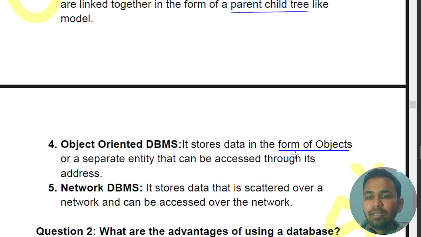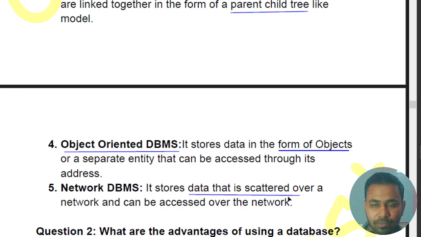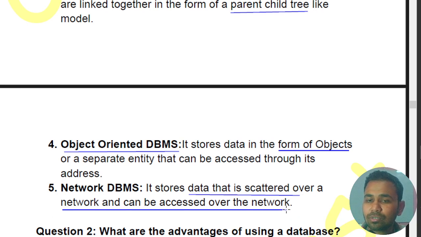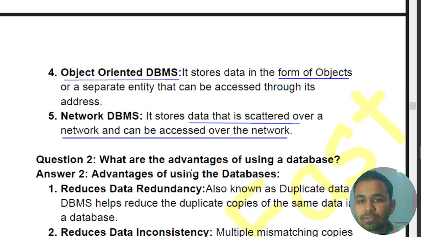Like this only, we make objects of different elements of data or separate entities of data, and then we are going to store those objects in the database. That is going to be known as object oriented database management system. Last is network DBMS. It stores data that is scattered all over the network and can be accessed over the network. So when we have data stored on different computers that are linked across the network, and we are accessing those data by using the network only, then such kind of DBMS is known as network DBMS.